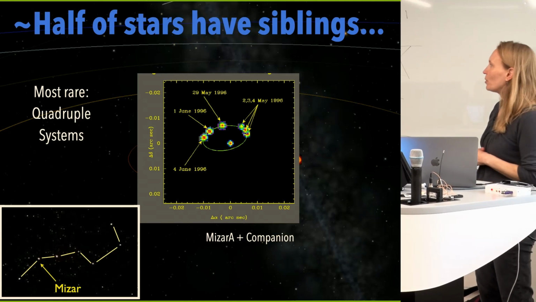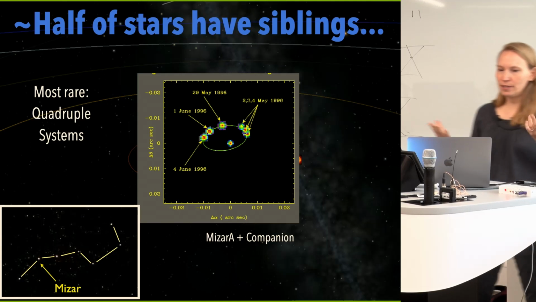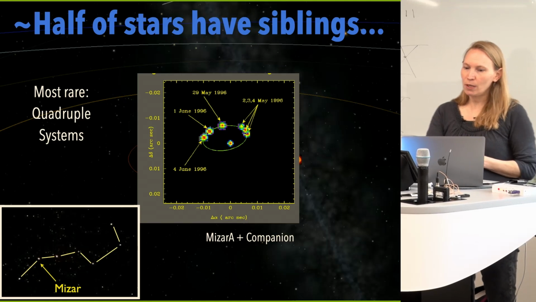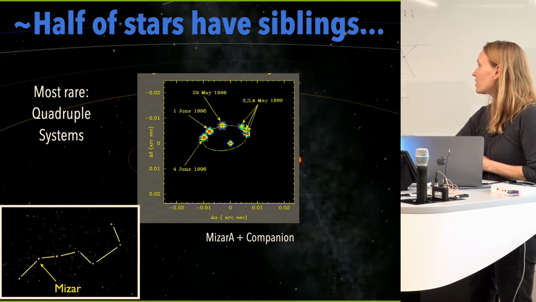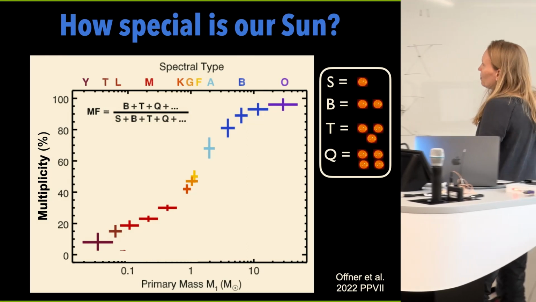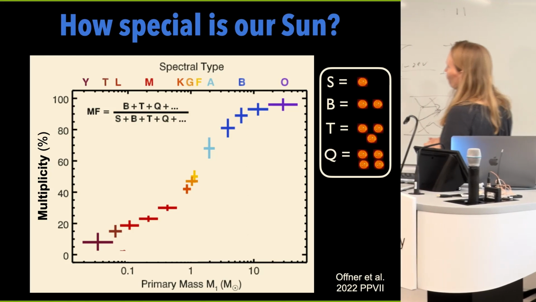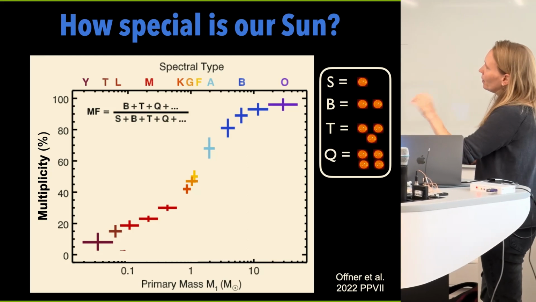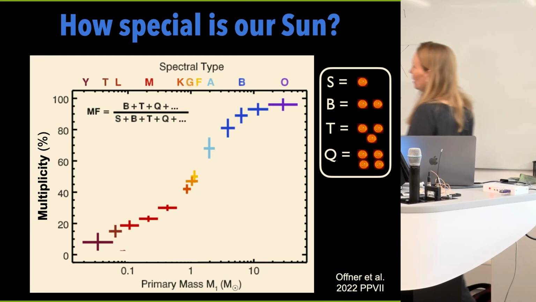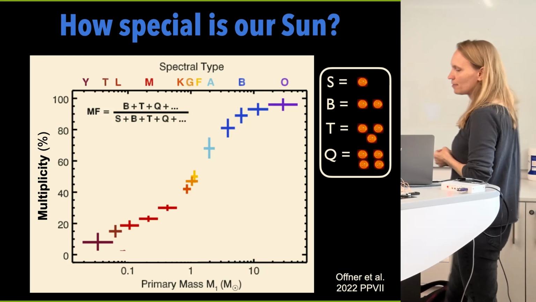So that's pretty cool. All right, so with this zoo of different types of multiplicity, you might be wondering, where does our sun fit in all of this? So what we know is that multiplicity does care about stellar mass, and that the multiplicity fraction, so if you just count up the number of binaries, triples, and quadruples to the total number of systems, this multiplicity fraction is a strong function of primary mass.